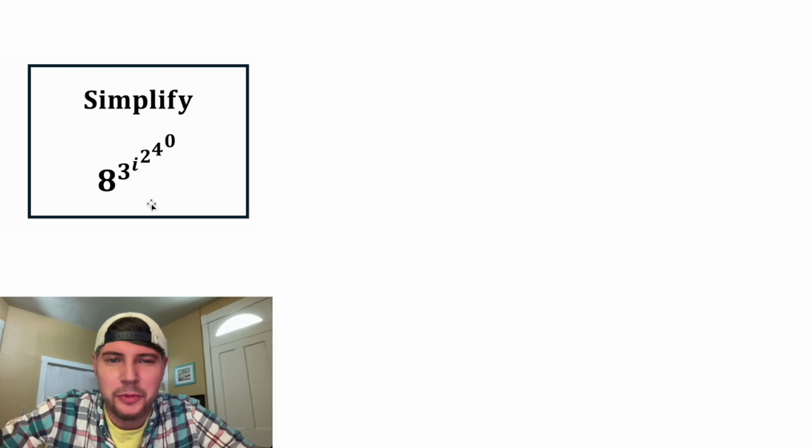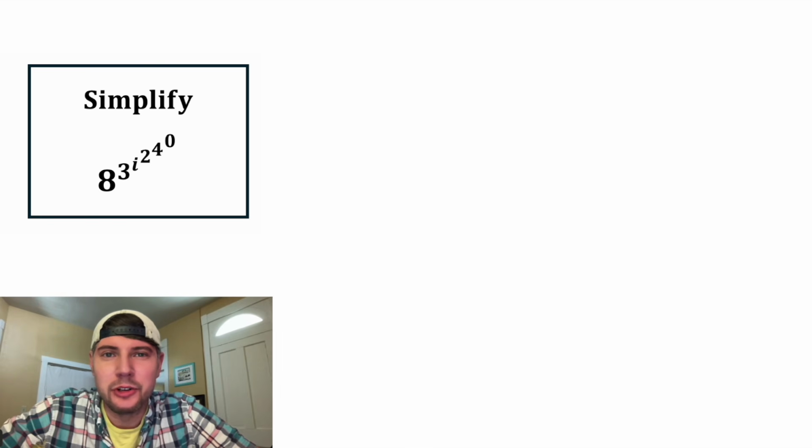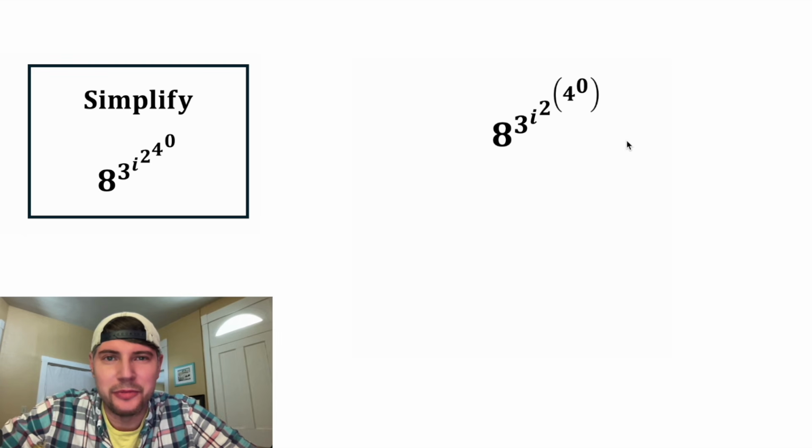We're given 8 to the 3 to the i to the 2 to the 4 to the 0, and it wants us to simplify. If you want to try it on your own, pause it right now because I'm going to solve it in 3, 2, 1. This is a power tower, and you evaluate these by going from the top down. So we're going to do the 4 to the 0 power first.